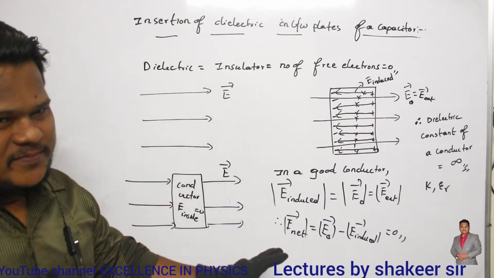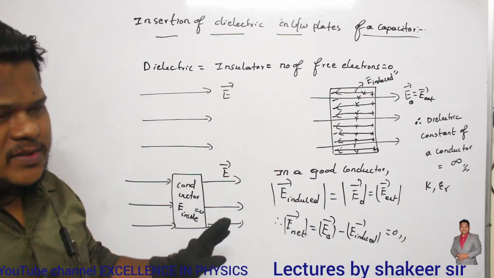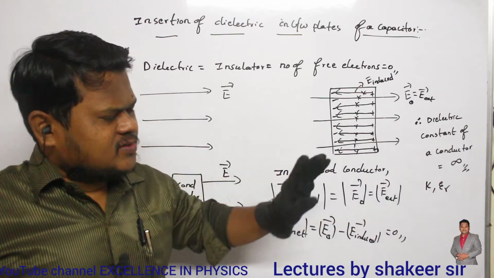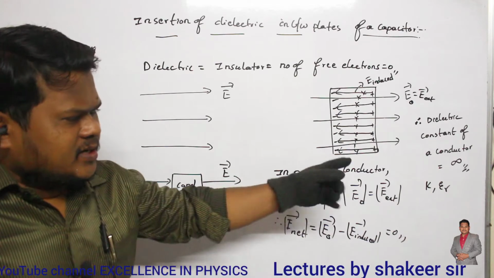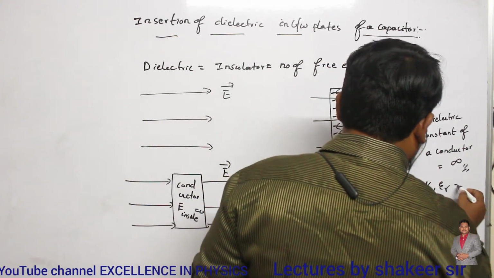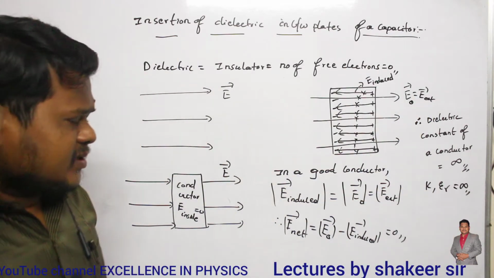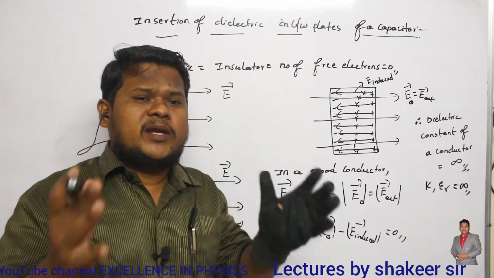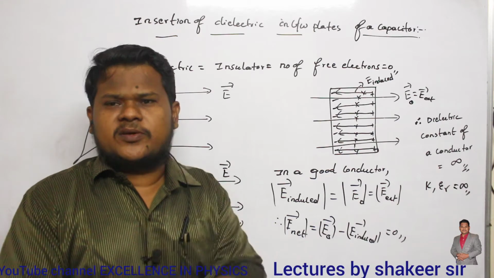Have you understood the concept? The electric field inside the conductor is 0. So therefore I have written the dielectric constant of a conductor, which is called K, also called ER, relative permittivity, is infinity. So these values for a conductor are infinite. What is the meaning of this? It means that any conductor has an infinite ability of obstructing the electric field inside its volume. That is the meaning of this.